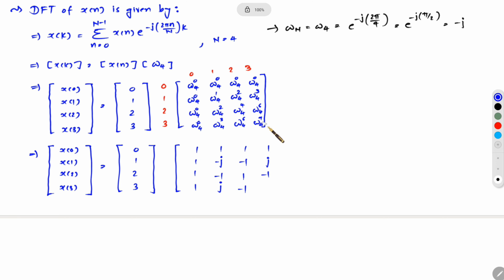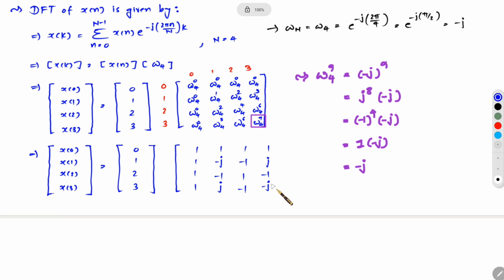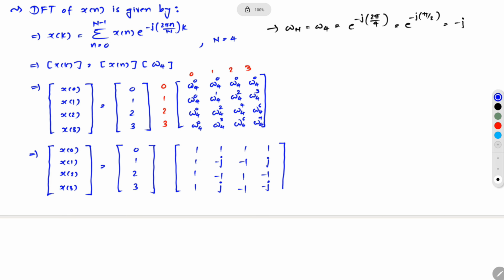Now here we have W4 to the power 9. That is resulting into minus J. See, here we have minus J to the power 9. So here J to the power 8 will be 1, into minus J, that will be minus J. Right. So that is how one can obtain this matrix of weightage.